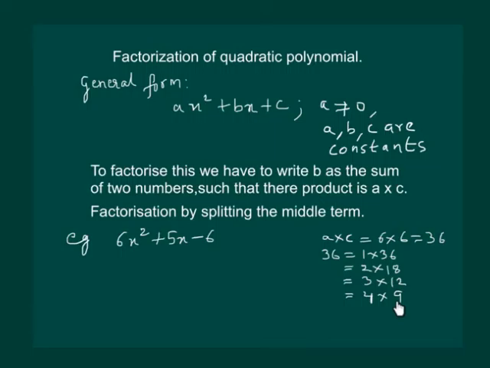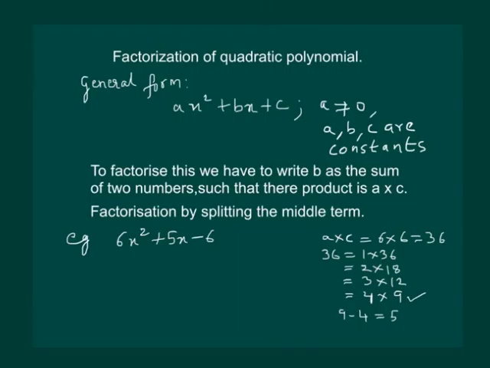We have to choose the combination which can be written as sum or difference such that the answer is 5. Clearly, 9 minus 4 will give us 5 and 9 into 4 is 36. So we take 9 minus 4.